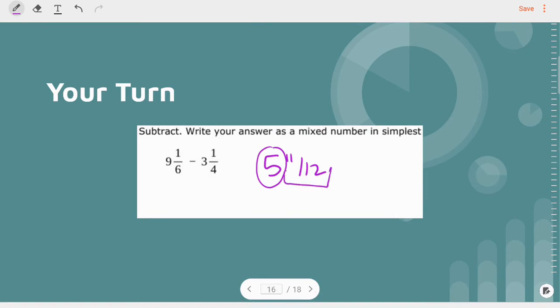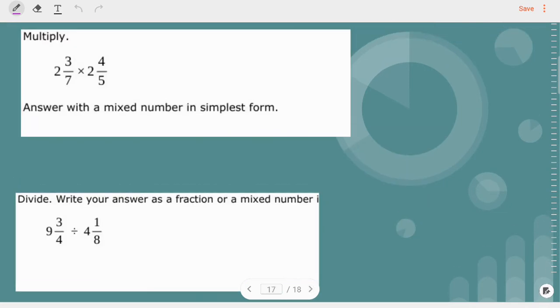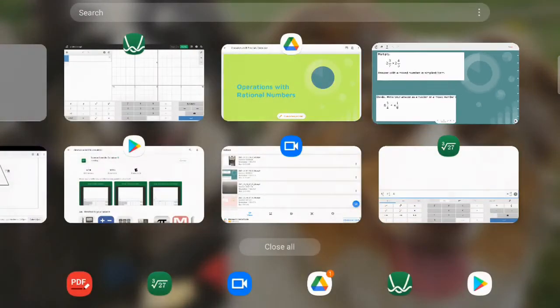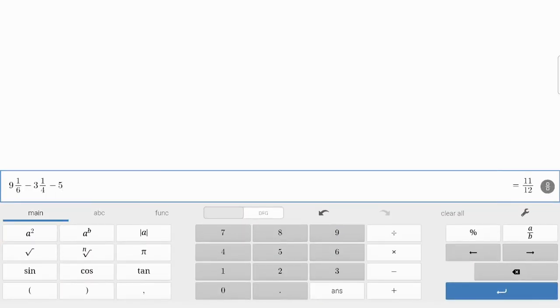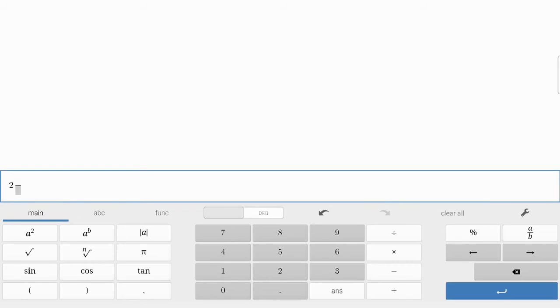All right, so let's go ahead and practice multiplication and division. Multiply 2 and 3/7 by 2 and 4/5. Multiplication is going to be the same, so let's demonstrate. Clear all. 2 and fraction 3/7, times 2 and 4/5.